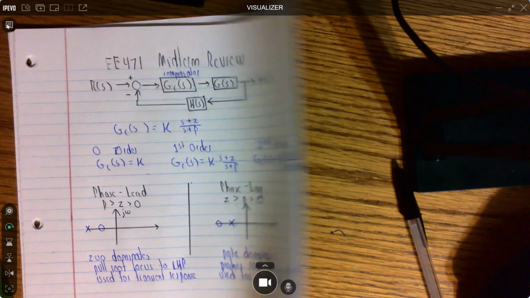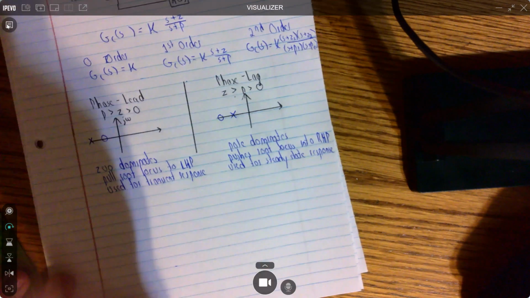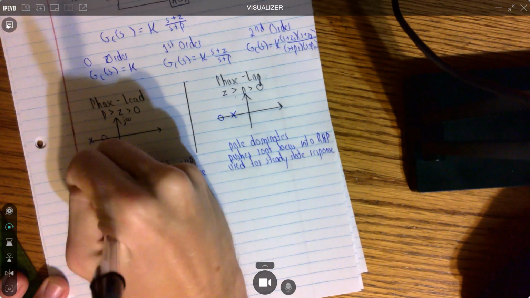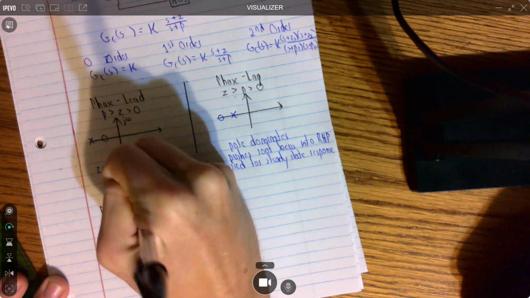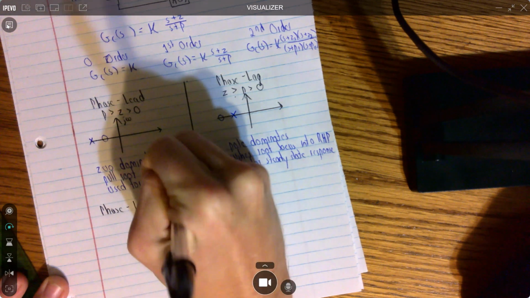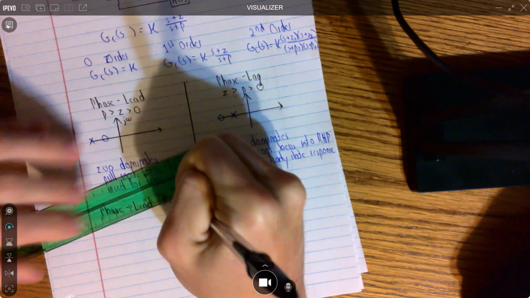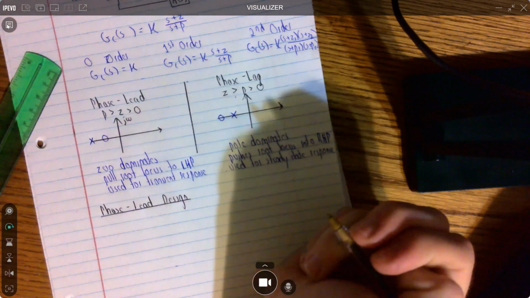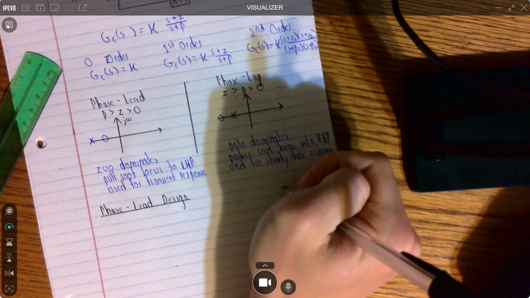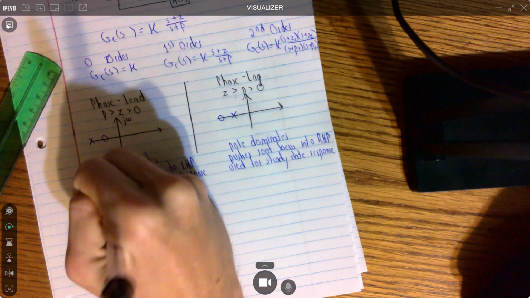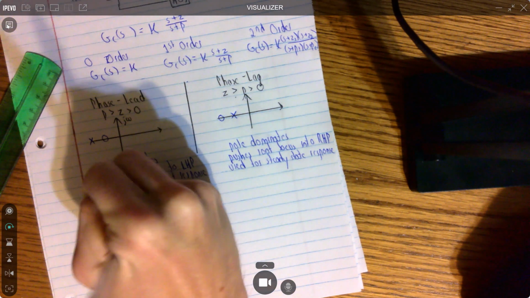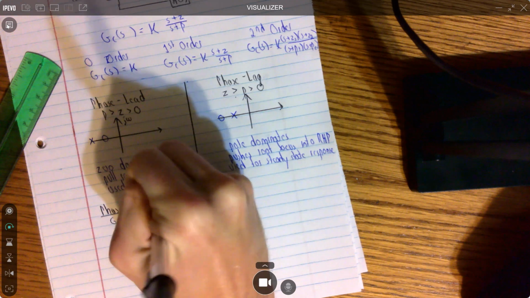there's a little bit of a process when you do phase lead. So for phase lead design, what we need to do, because this is dealing just with root locus right now, is remember, for your phase lead, your GC of S is equal to K times S plus Z over S plus P.